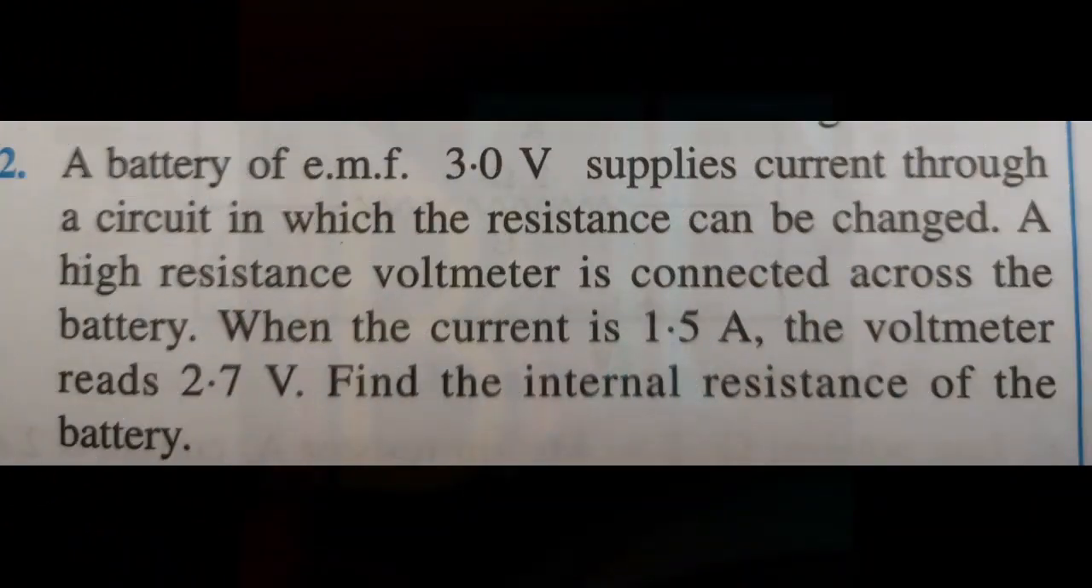The second question is, a battery of EMF 3 volt supplies current through a circuit in which the resistance can be changed. A high resistance voltmeter is connected across the battery. When current is 1.5 ampere, the voltmeter reads 2.7 volt. Find the internal resistance of the battery.